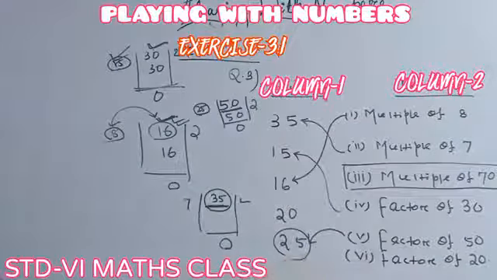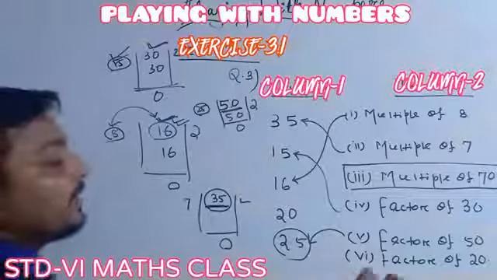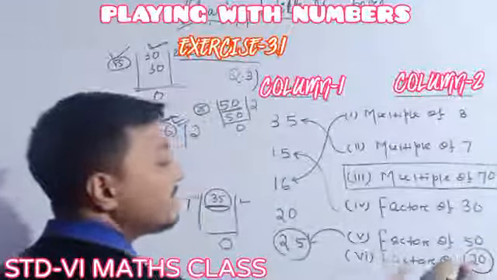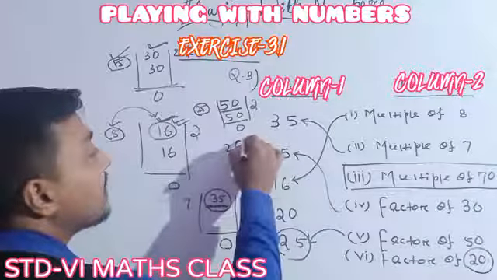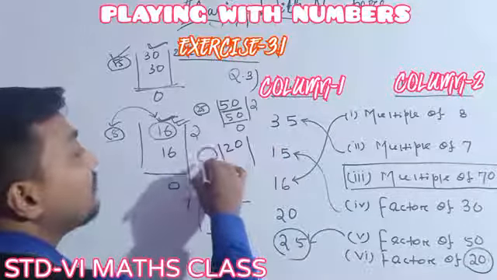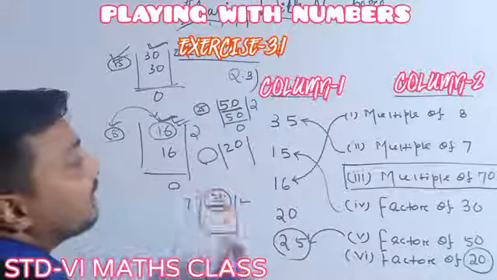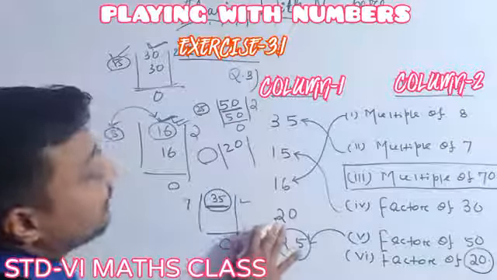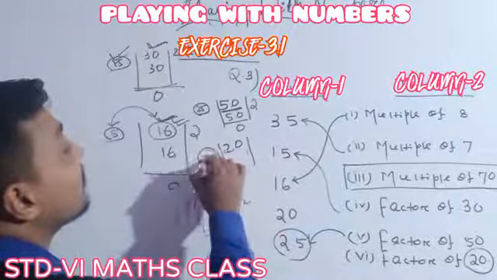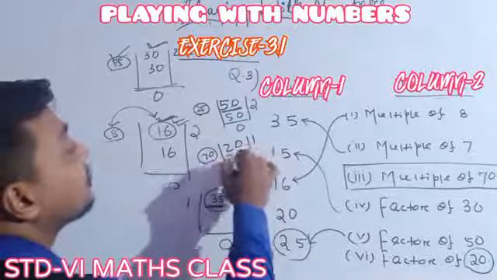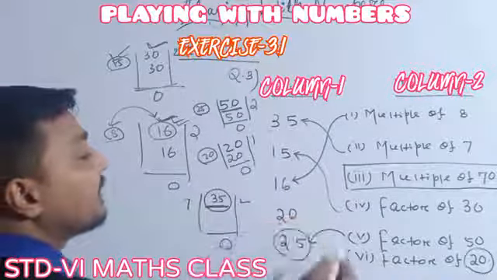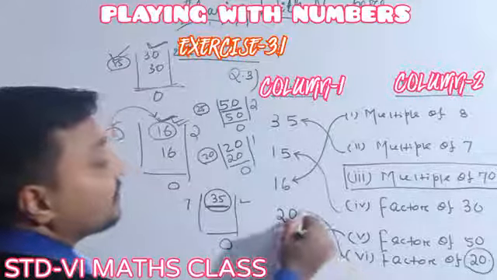Next one is factor of 20. Factor of 20 means 20 is the multiple. So tell me which number on the left side can divide 20? See, only one number, 20, can divide 20. So 20 times 1 is 20. So the number itself, 20, is a factor of 20.